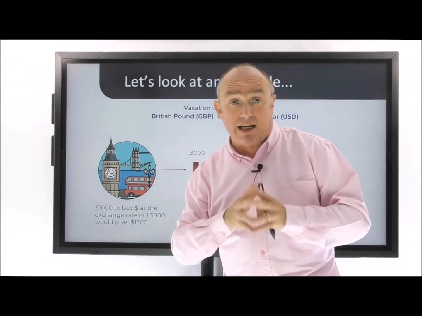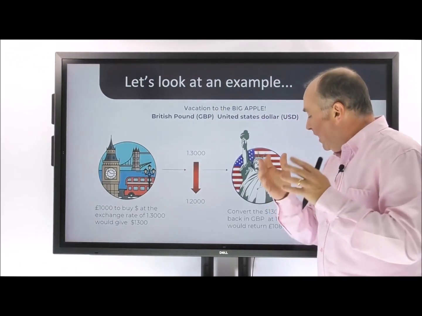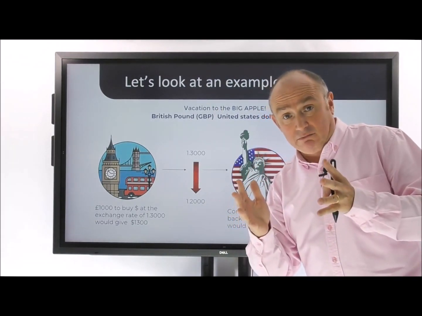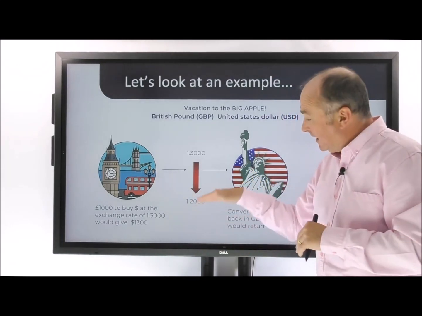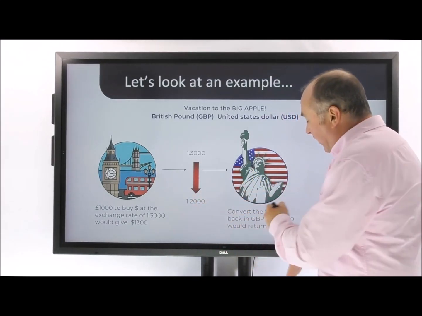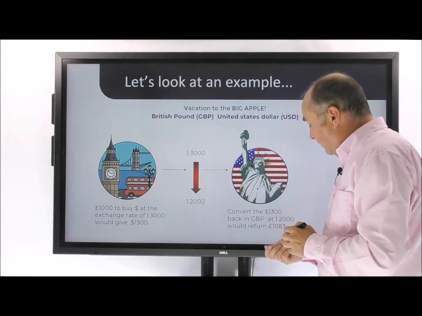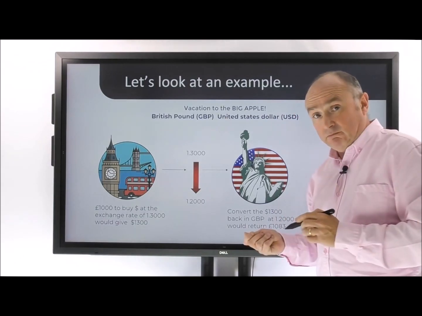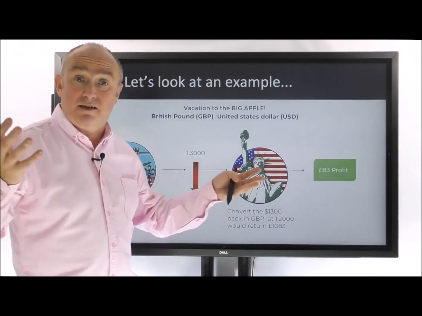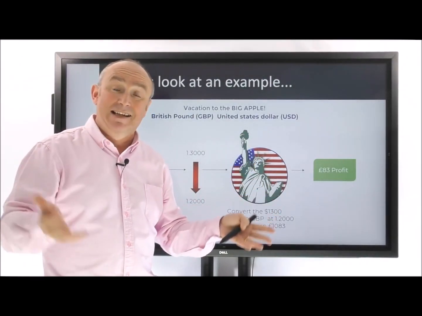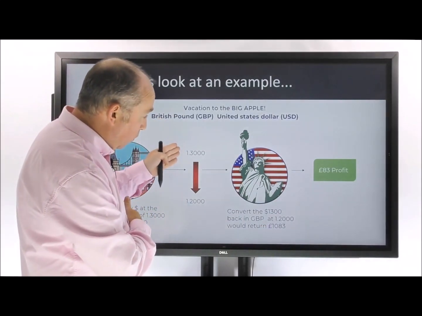Exchange rates are changing, as I say, all the time on the money markets. So now my $1,300 that I'm owning, I've got to buy pounds back, and I buy them back at the prevailing exchange rate, 1.2. So if I divide 1,300 by 1.2, I get 1,083 pounds. So basically, I have made an £83 profit for doing absolutely nothing, purely because the exchange rate has shifted from 1.3 to 1.2.